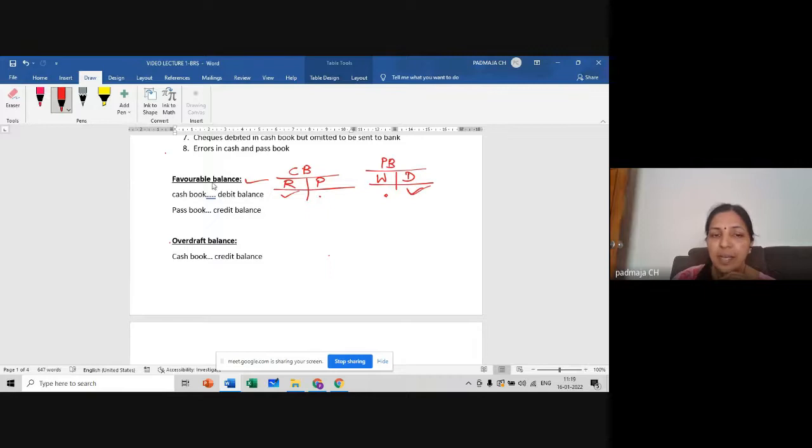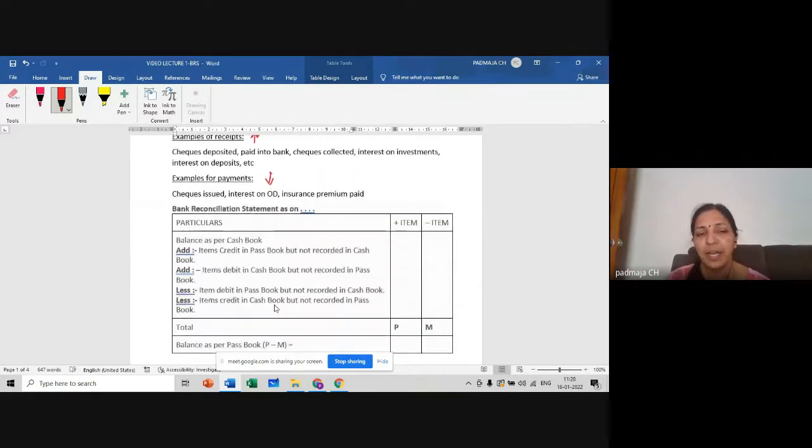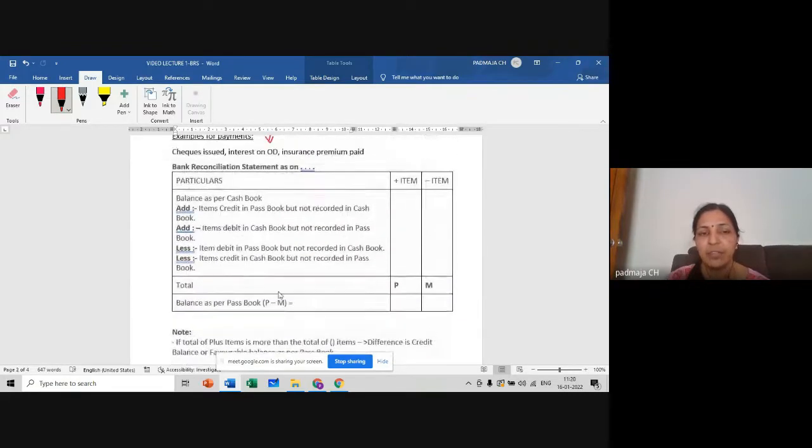What is favorable balance and overdraft balance? Okay. Then let us try to work on a simple problem in bank reconciliation statement. Before that, this is the format. Bank reconciliation statement as on a particular day it is prepared.